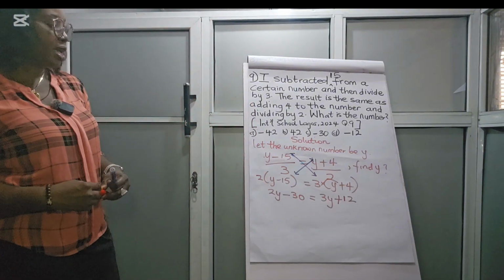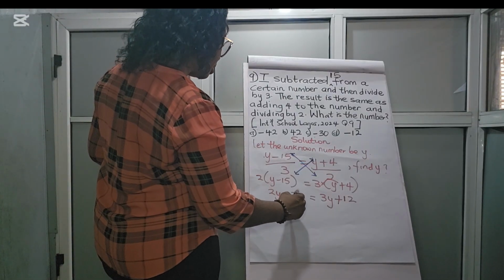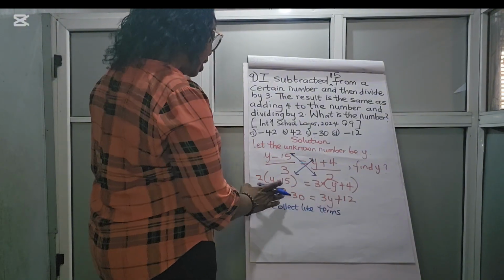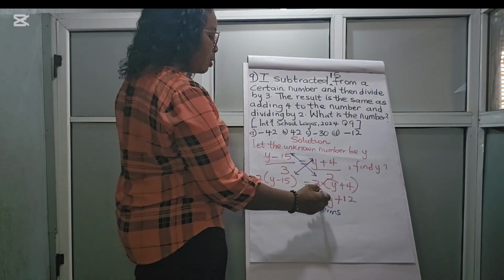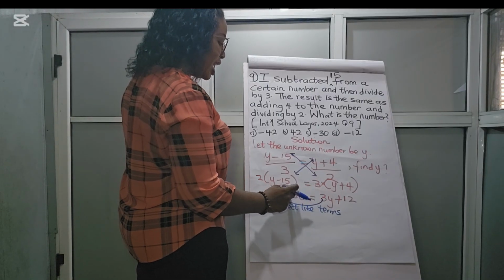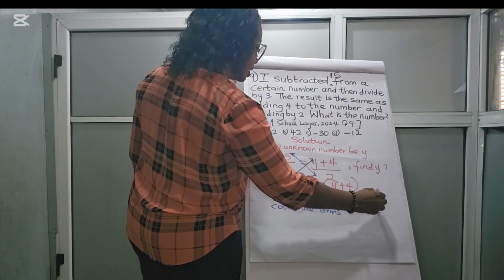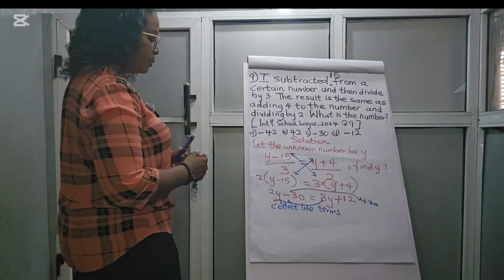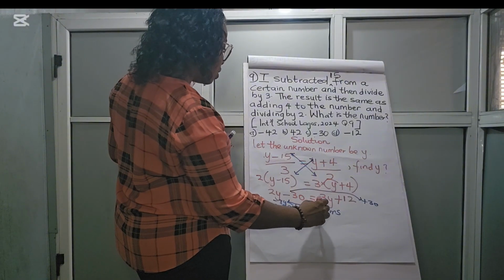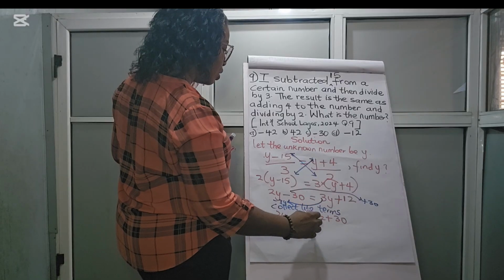So the next thing we do here is to collect like terms. Collecting like terms, who is moving? Let 2y remain here. So plus 3y will come over to meet 2y, and it will become minus 3y. And minus 30 will come over to meet 12, and will become plus 30. So what we have here will now be 2y minus 3y equal to 12 plus 30. So this is minus y will be equal to what?